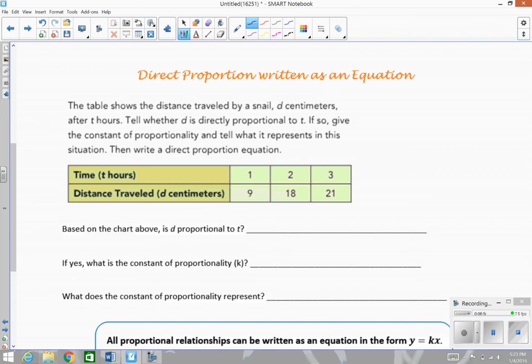Okay, for this section, we're going to connect what we just learned to some equations. And there is just one minor typo. Can you change that 21 to a 27, please? And now everything will work out just how we want.